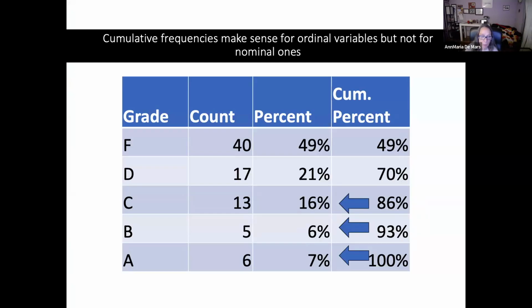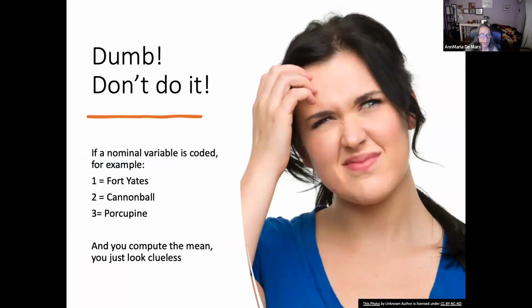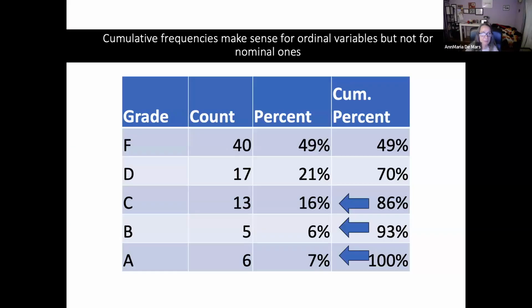If, again, we were talking about back here, our nominal data, it wouldn't make sense to say 30% of the students were in Cannonball or higher. Ordinal data does make sense.